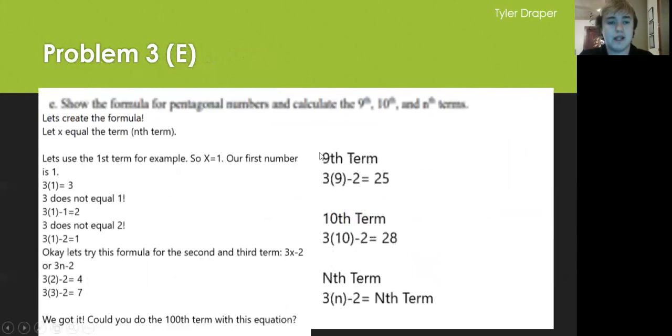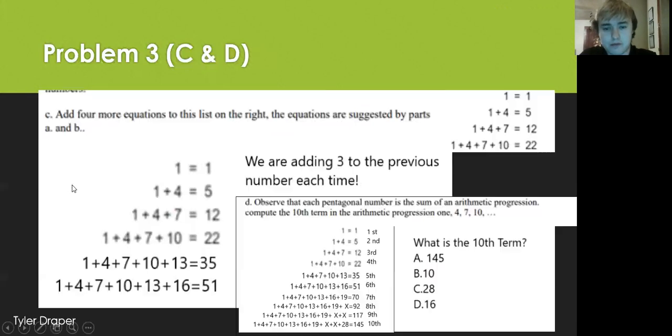Okay, now E. E says, show the formula for pentagonal numbers and calculate the 9th, 10th, and nth term. So what we need to do here, we need to create the formula. So let's use the first term for example. So x equals 1. Our first number is 1. So 3 times 1 equals 3.